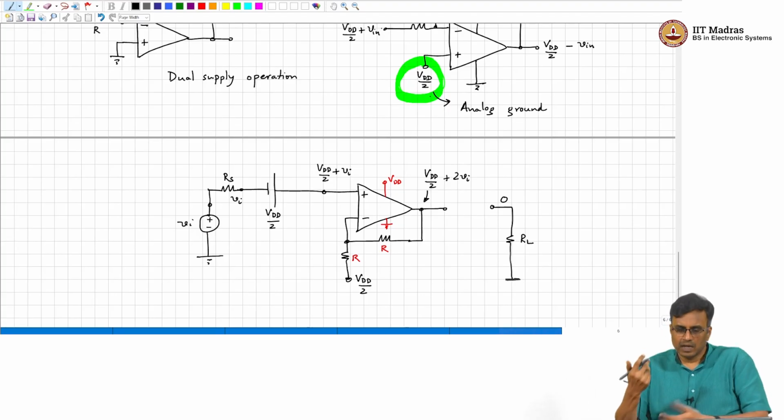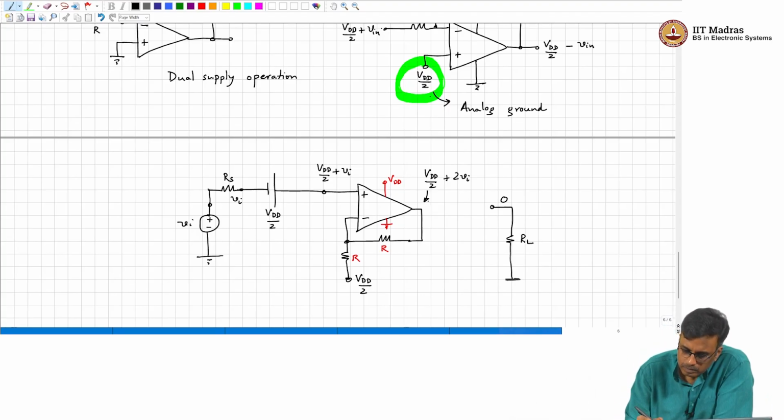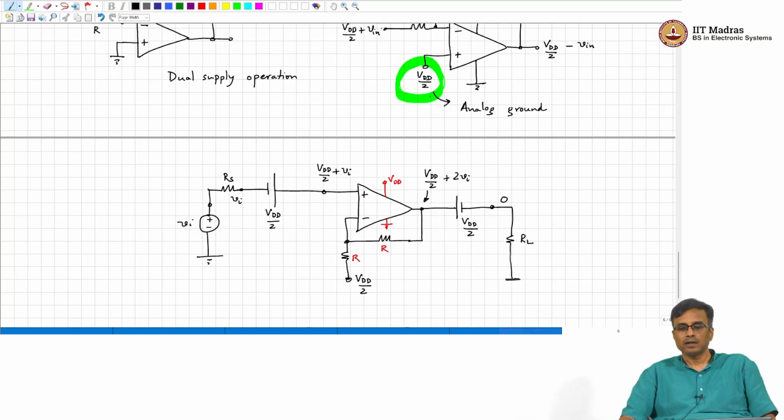In principle, you must put a battery of value VDD by 2. Correct. So, this way the output voltage will be 0, right. When Vi is 0, the output voltage will be 0 and there is going to be no DC current flowing through RL. Does it make sense? Okay. Now, the question is where do we get a battery from with a voltage VDD by 2, all right.